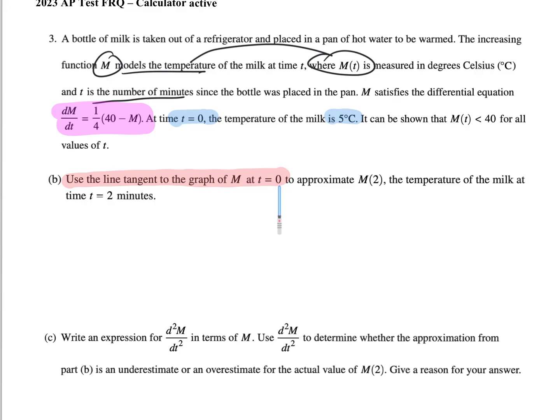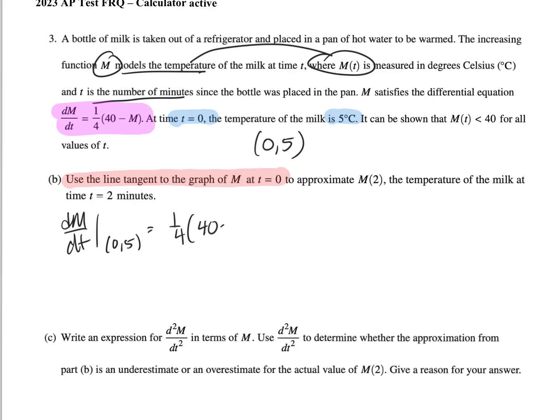When t is 0, do we know what my point would be? She's saying, well, they said at t equals 0, the temp was 5. So my point is (0, 5). How could I get my slope? Plug that in, she says. dM/dt at (0, 5) is going to be 1/4 (40 minus, which one is M? Is M 0 or is M 5? Doesn't it say t is 0?